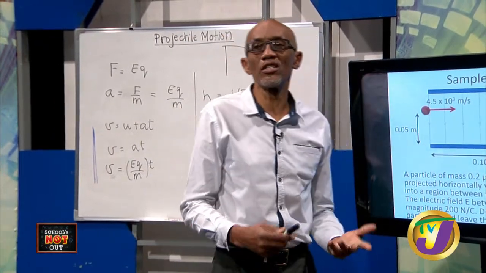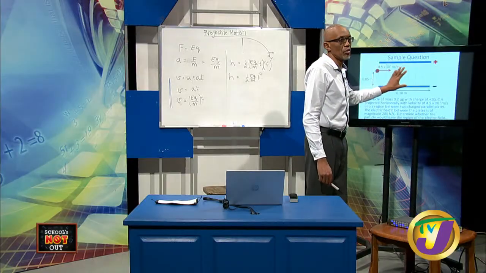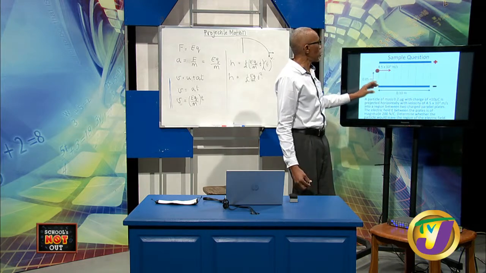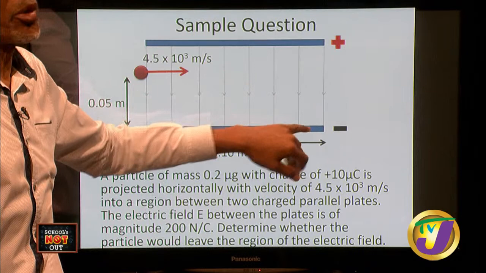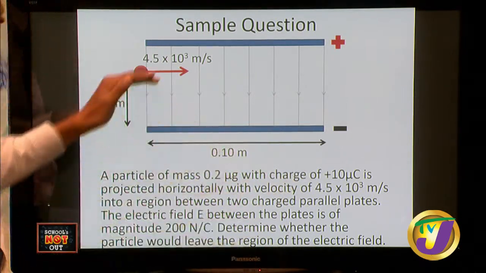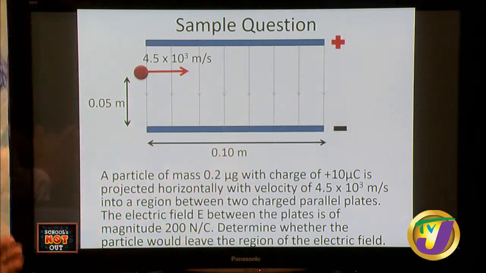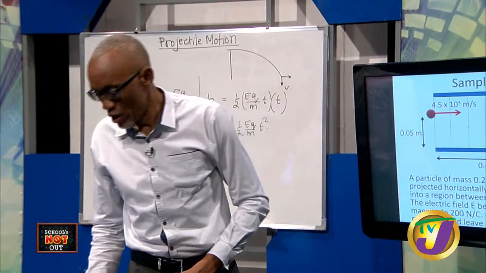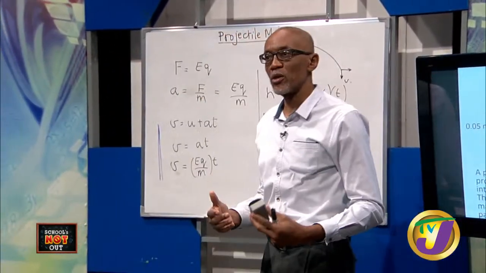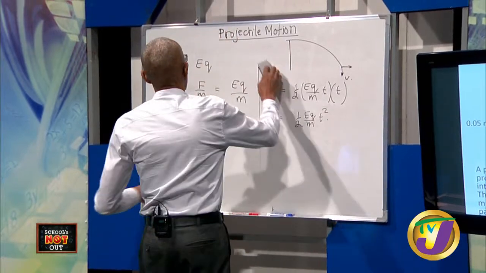What is the horizontal distance to which this particle has traveled with all of these given parameters? And if the horizontal distance is less than 0.1, we know it would have crashed into the plate and it hadn't left the field. If it is greater than 0.1, it has escaped the field. All right, so that's fundamentally what the question is asking us. So let's apply the principles to see what transpires. All right.